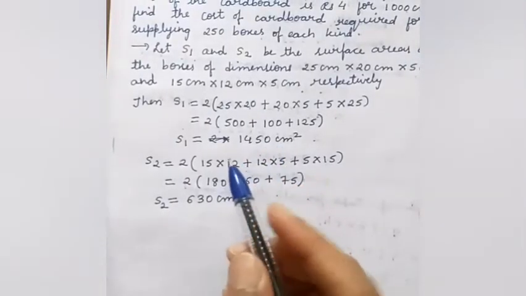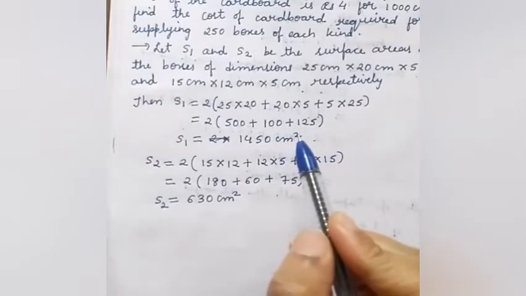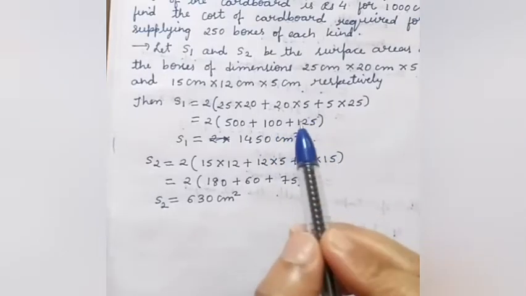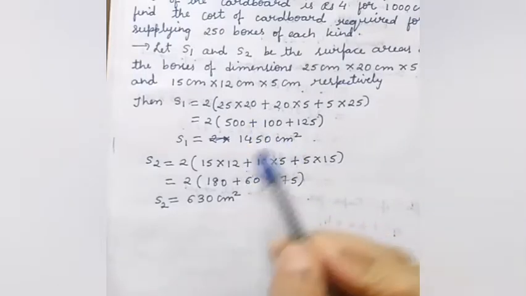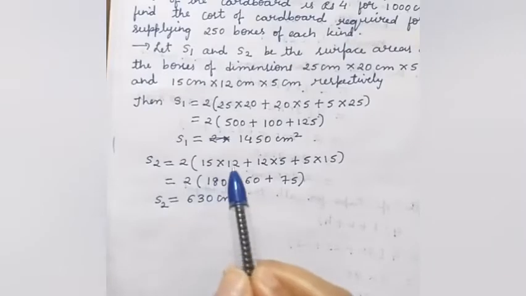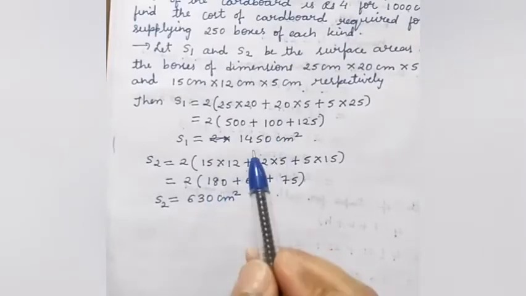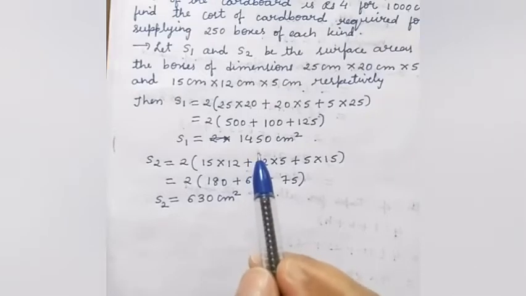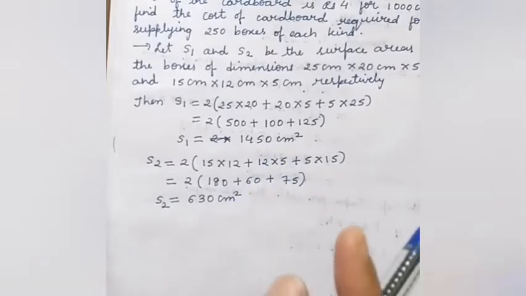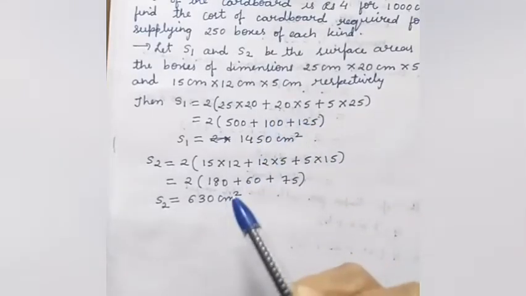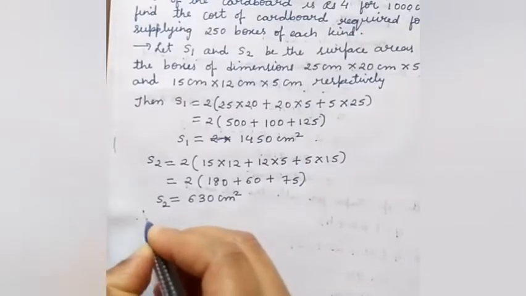This is for each box. For one box of this dimension the surface area is 1450, and for one box of the other dimension the surface area is 630. Now we add these, that is the surface area of one box of each kind. Both together, one box of this dimension and one box of that dimension, we add, one box of each kind.